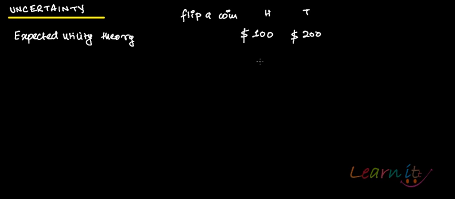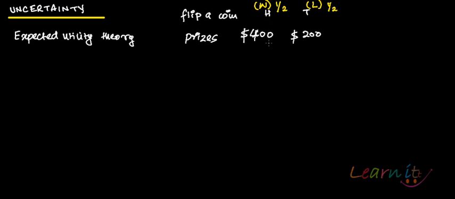Or supposedly, if I win, I win $400, because the point which I want to make will be clear with this. These are my prizes. Of course, the winning probability is half, and the losing probability is also half.